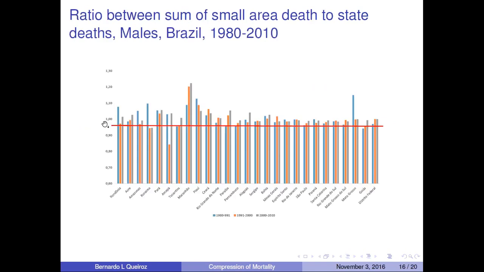So that's what we get. So this should be a little bit more. So the red line should be right at 1, not at 90 something. And the blue bar is 1980-91, the red one 91-2000, and the gray one is 2000-2010. So the same procedure was applied for each one of the periods of time and for each region.